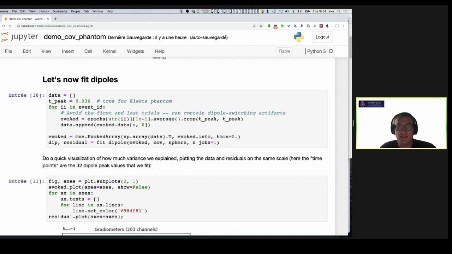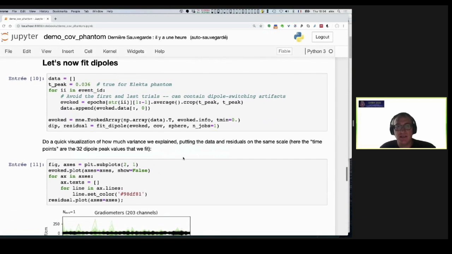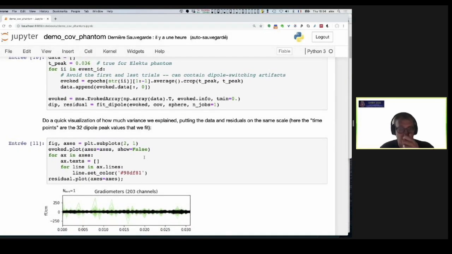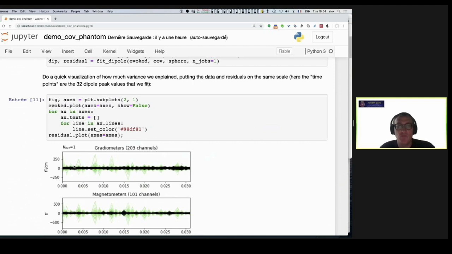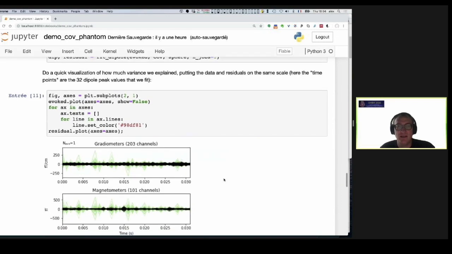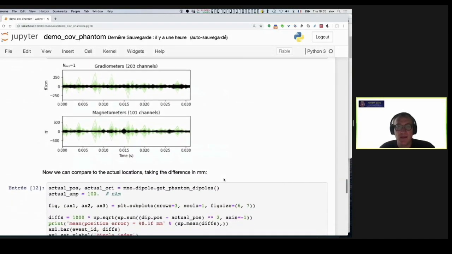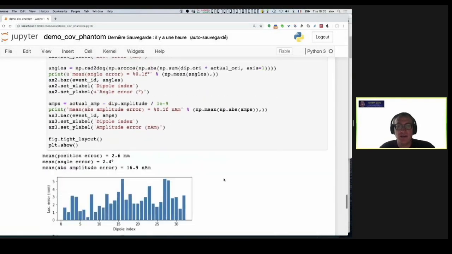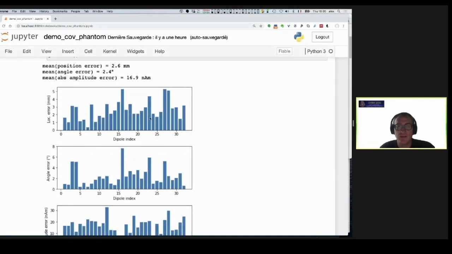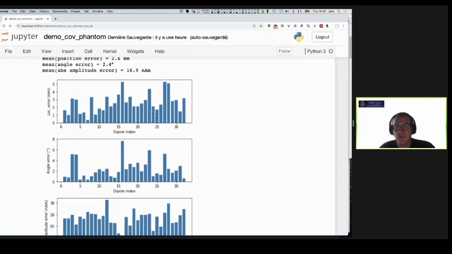Okay, so after scaling the signal properly, what you see here is that we've actually estimated properly. Here it's a residual plot, so you see that there's not much left after you've estimated the location of the source. And here I'm going to plot the errors in terms of localization, orientation, and amplitude strength. What's important is that the errors are less than 5 millimeters, and for some sensors very much less than 2 millimeters. So it's really, really good.